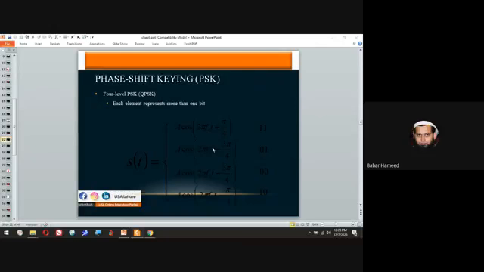Here it is showing for 11 a cos of 2 pi fct plus pi by 4, a cos of 2 pi fct plus 3 pi by 4 for 01, for 00 a cos of 2 pi fct minus 3 pi by 4, and for 10 a cos of 2 pi fct minus pi by 4. What is happening? It is showing each signal element represents 2 bits rather than 1.